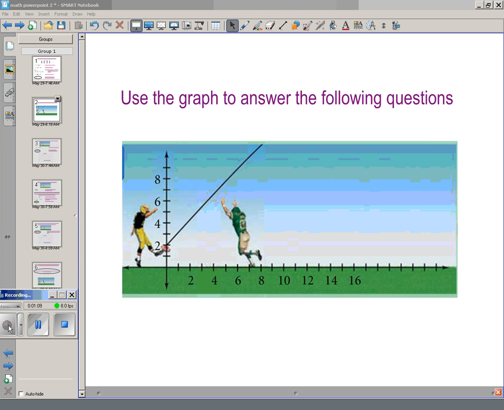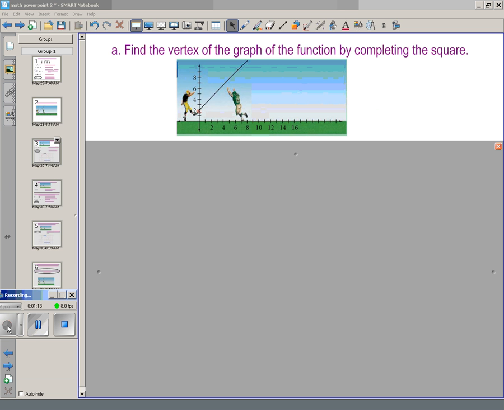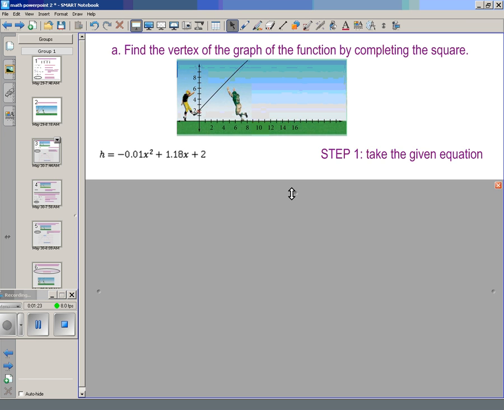The second problem is to use this graph to answer the following questions. The first part of this problem is to find the vertex of the graph of the function by completing the square. The first step is to take the given equation, which is h equals negative 0.01x squared plus 1.18x plus 2.